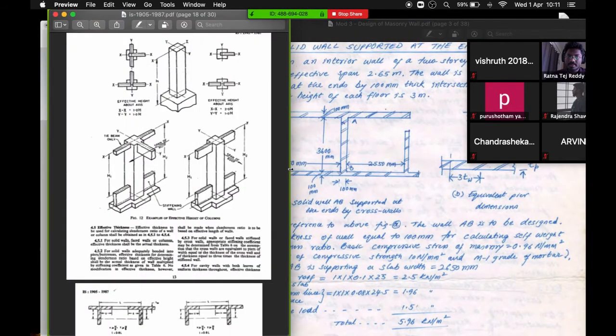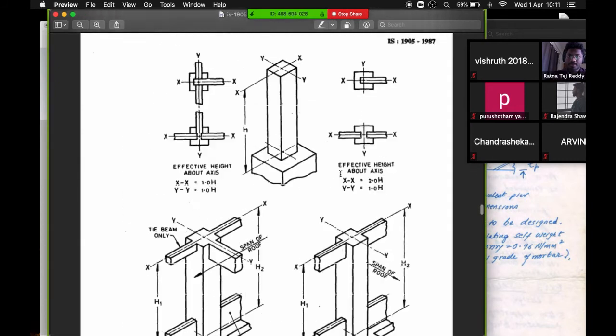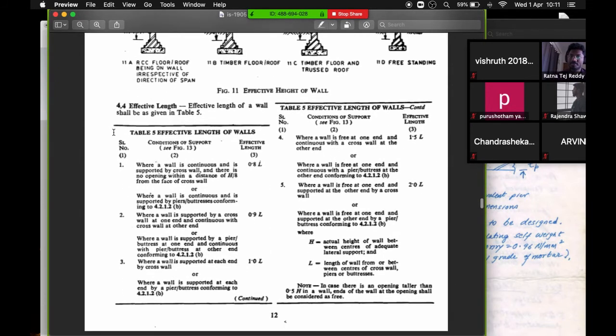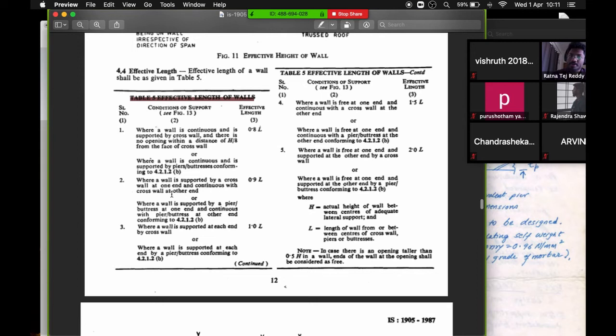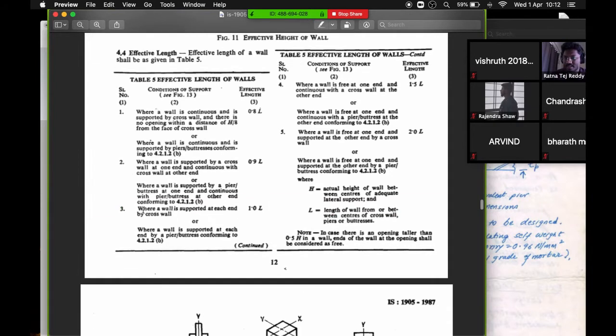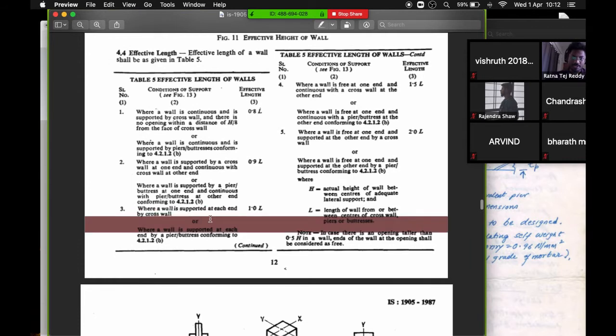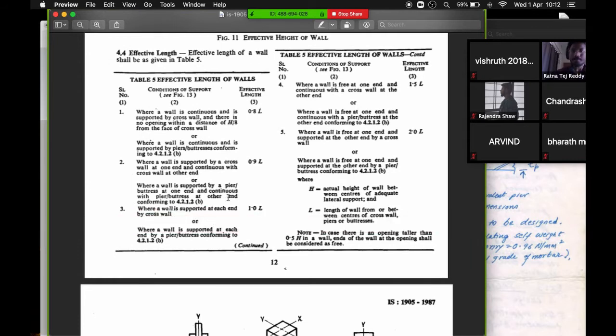So in your code book, if you scroll down to effective length of the wall, table 5, you have different conditions over here. If the wall is continuous and supported by a cross wall, it is 0.8 times its length. If the wall is supported by a cross wall at one end and continues with a cross wall at the other end, it is 0.9 times L. Similarly, if the wall is supported at each end by a cross wall, it is 1 times L. I think condition number 3 is something that comes into picture for this particular problem. So it is table 5 that we ought to refer to over here.